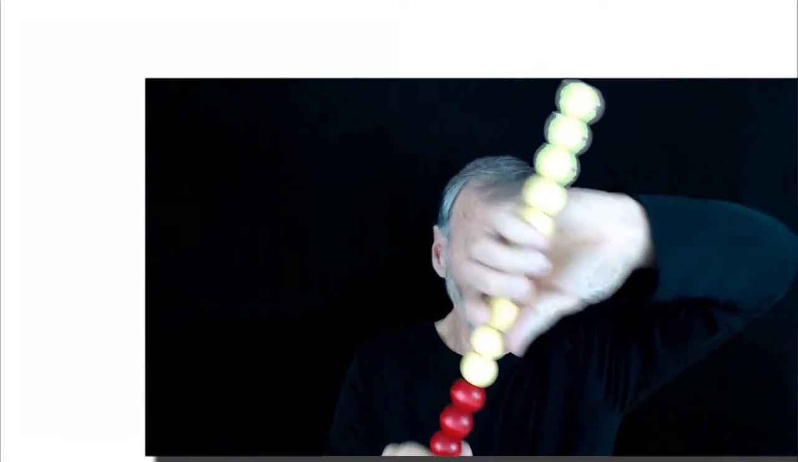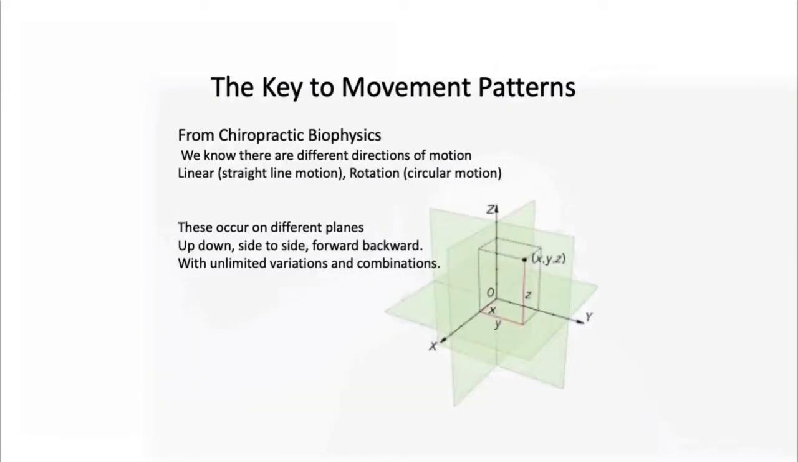Now, what we did to get the patients to participate in this, we went back to how the spine works. This comes from chiropractic biophysics, Dr. Don Harris, and we know from his work that there are different directions of motion in the spine. Spines move in straight lines and they move in circular motion. Those are the principal directions of motion. Now there are also planes of movement. The spine can move up and down, side to side, forward and backwards, and in combinations of those, and combinations of linear motions and circular motions. The point is that there are a lot of different possibilities of motions.